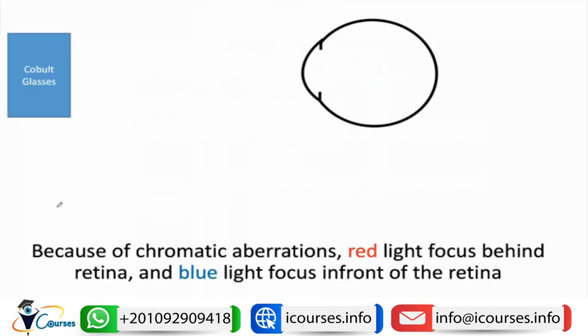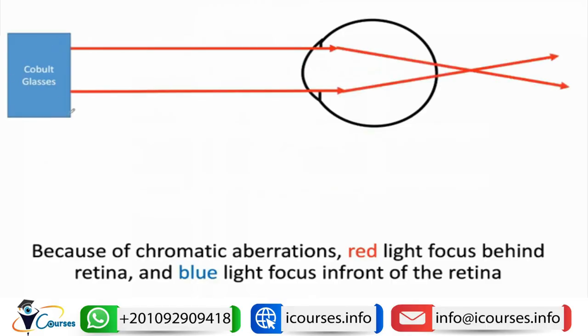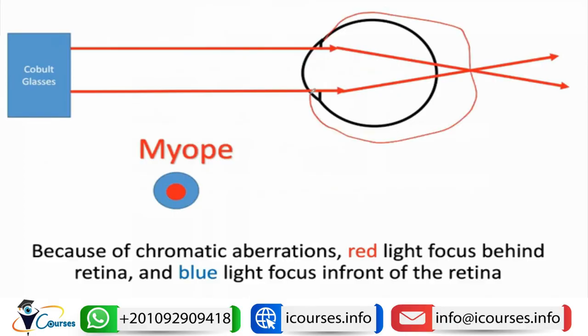Let's see this example. If the patient wears the cobalt glasses, then these glasses will allow only the red light and the blue light. So if the patient sees the red light more clearly in the center, surrounded by a halo of the blue light, then this means that the eye is large.